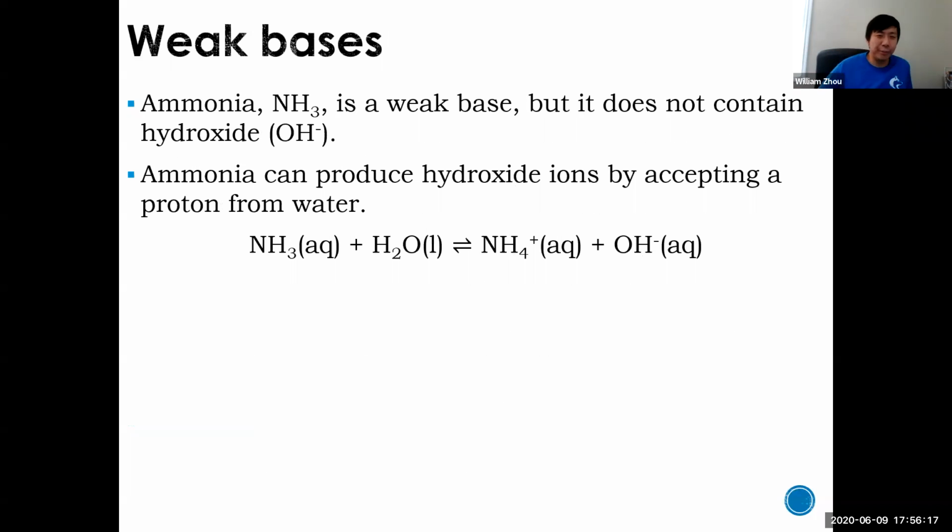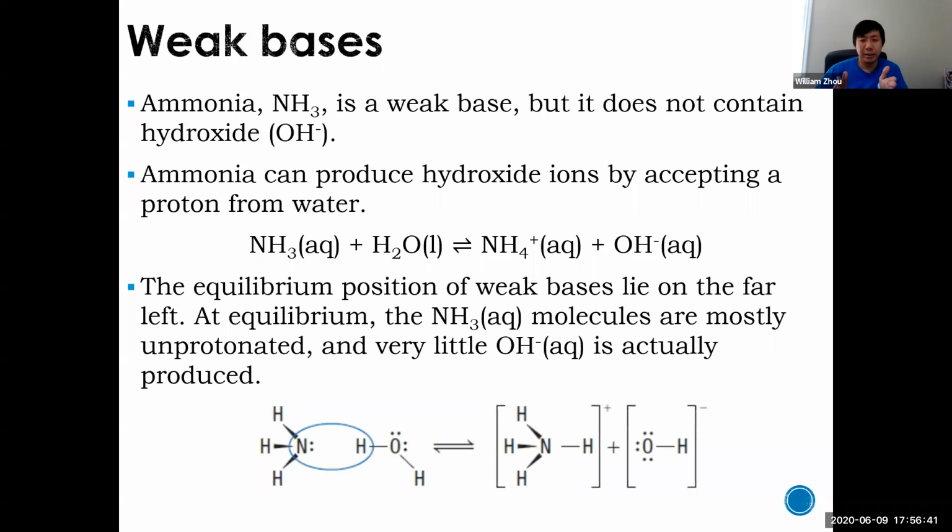All right, so what about weak bases? Ammonia is our classic example of a weak base. It doesn't have a hydroxide. It doesn't need one. It will make one. So ammonia will produce hydroxide by accepting a proton from water. It becomes protonated. If you get a proton, that's protonation. But this happens at a low percentage. It's an equilibrium. The equilibrium lies on the left side.